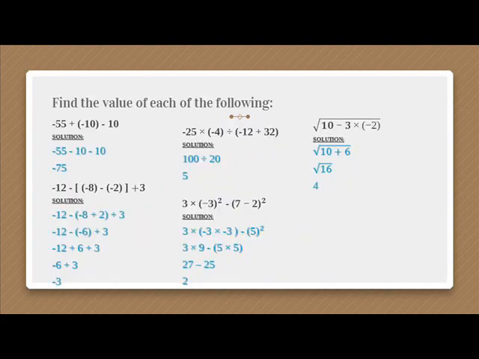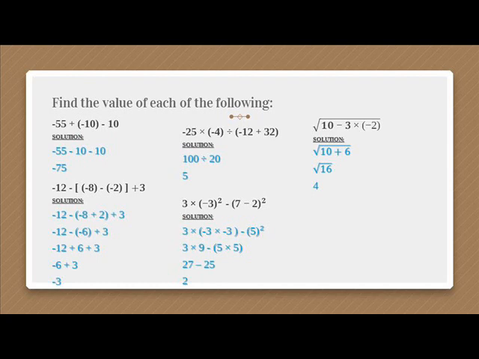Find the value of each of the following. In the first question, we will evaluate minus 10, that is written within brackets, by simply multiplying the signs plus minus. Well, plus minus is minus, so we have minus 10. That is minus 55 minus 10 minus 10. As all the numbers have same signs, we will add them together taking the sign of the bigger number. So we have minus 75.